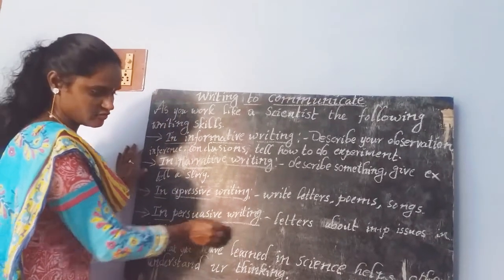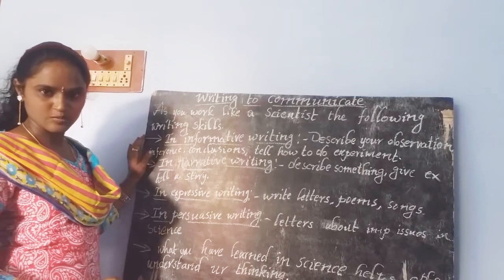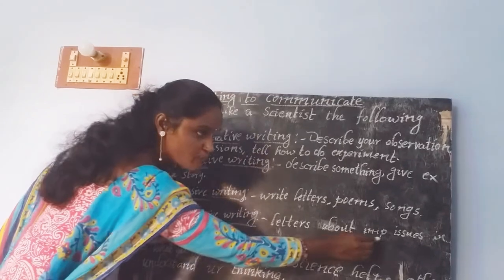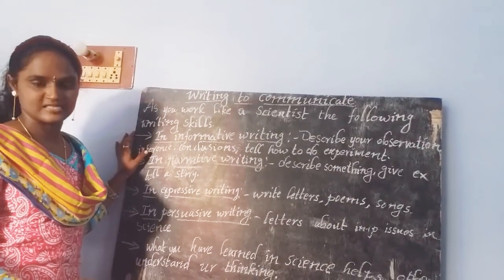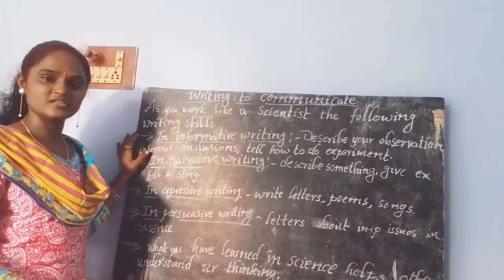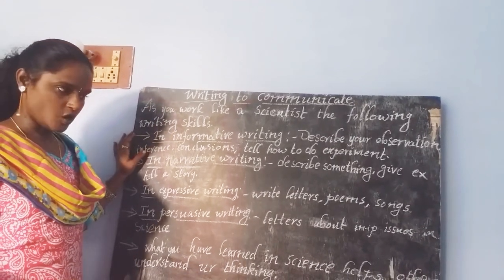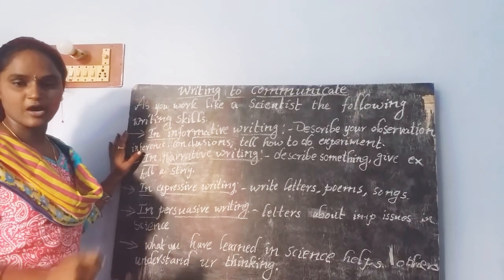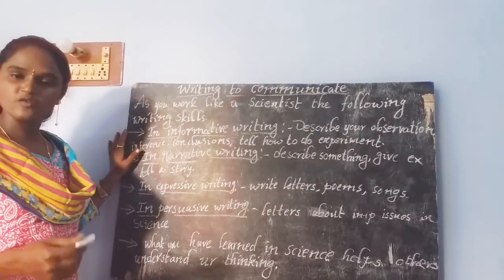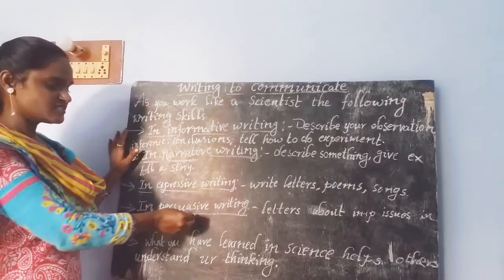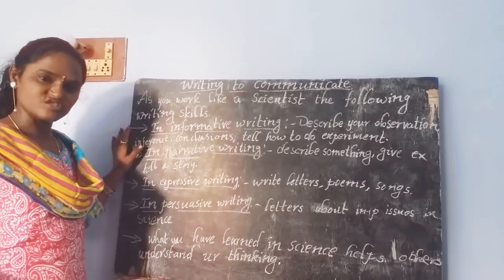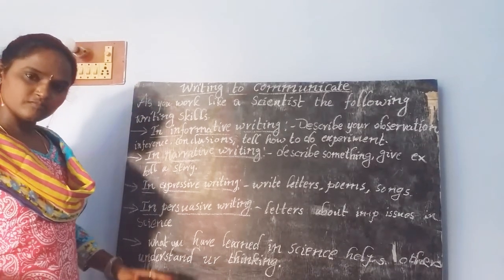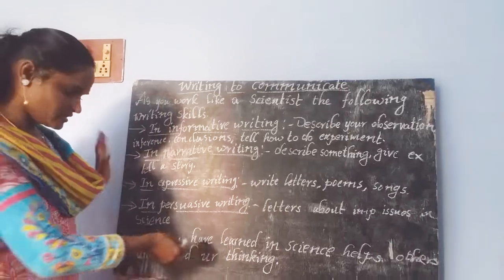Then move to the next one. The final one is persuasive writing. Here most of the people use it to write letters about important issues in science. Most of the people are writing letters to give information on science. The important news and issues about science, they write in the form of letters, and this writing skill is called persuasive writing.